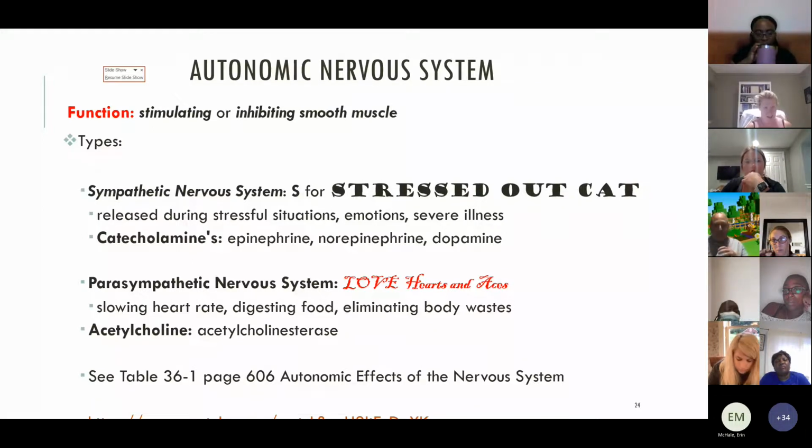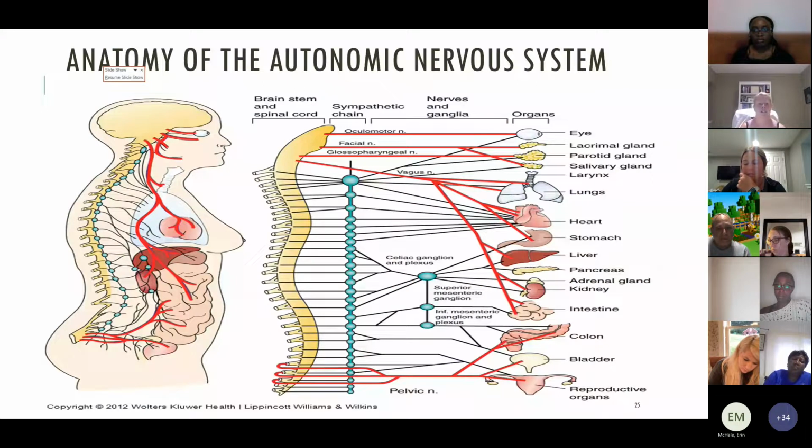And then our parasympathetic nervous system is the complete opposite. So the parasympathetic nervous system will conserve our body's energy, and it's going to slow down our heart rate, and it's going to slow down how quickly we digest food, and it's going to keep our body from body wastes. And that neurotransmitter that comes into play in our parasympathetic nervous system is going to be our acetylcholine. So this is just the anatomy, a picture of our autonomic nervous system.